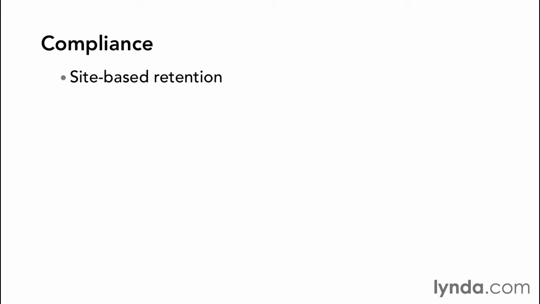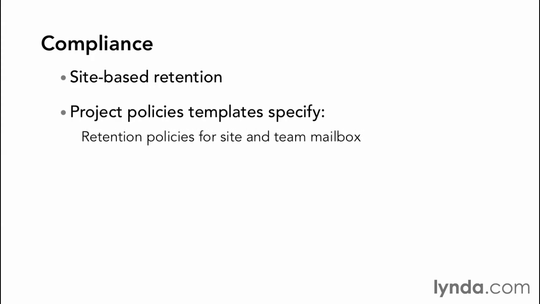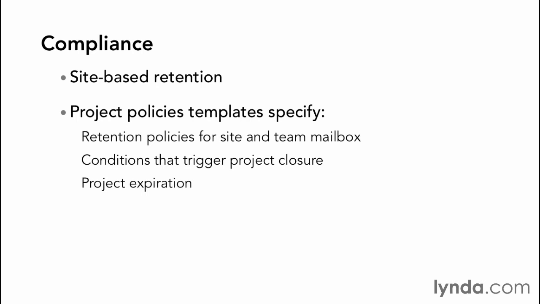The best thing to do is to have your compliance officer or someone else who might be in charge of IT governance create some policy templates. Each template specifies what the retention policies are for a project, including its team site and a team mailbox if one exists. You'll actually want one once you begin using this feature. Those same policy templates also specify the conditions that will trigger project closure, and then the project's expiration: not when it's done, but how much longer after closure we want to hang on to the information that we have.